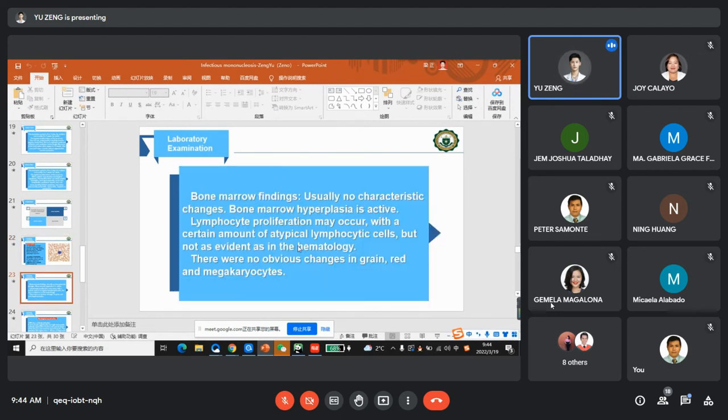Bone marrow findings. There are usually no characteristic changes. Bone marrow hyperplasia is active. Lymphocyte proliferation may occur with a certain amount of atypical lymphocytic cells, but not as evident as in the hematology. There were no obvious changes in granulocytes, red cells, and megakaryocytes.